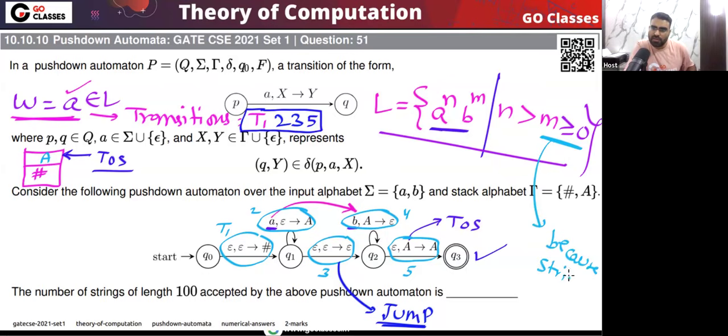Because string A is accepted. So that is the reason here I can say that m is greater than or equal to 0. Okay, is this clear? So very simple. Finally, your answer will be what?